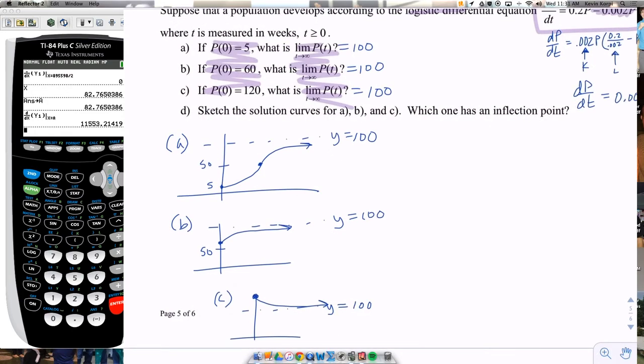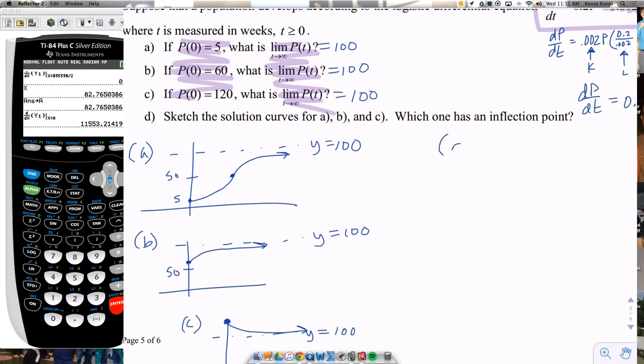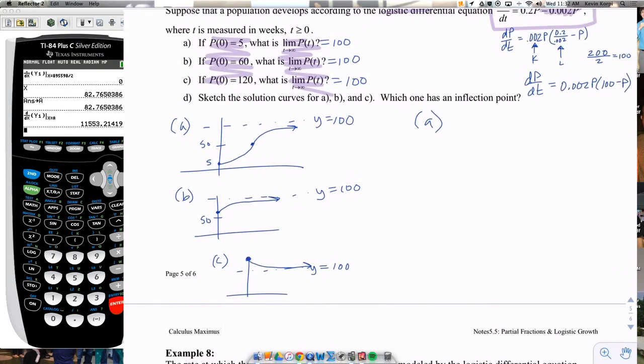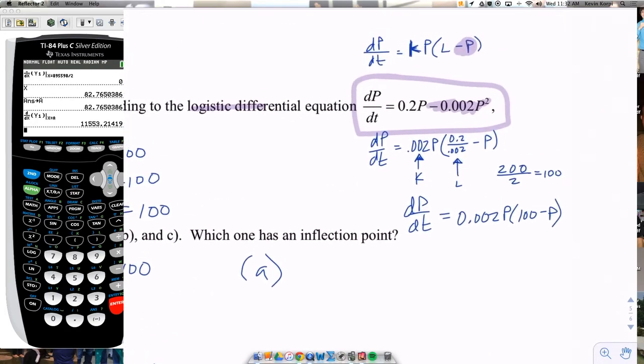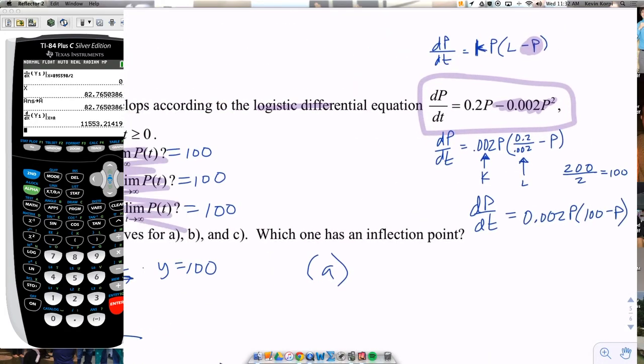So on part D, then, the last question says which one of the solution curves actually has an inflection point. Our relevant domain is t is greater than 0. Notice it said that up here. The only one that has the inflection value showing is A. Which one has an inflection value? Part A. All right, I've seen questions like that. Again, not that difficult, but it does require a little bit of factoring to get it into the standard differential form.